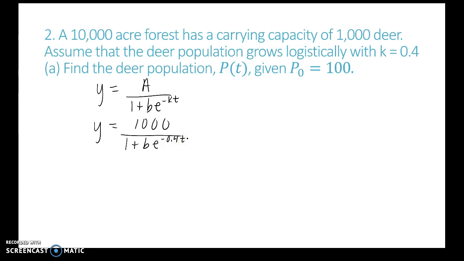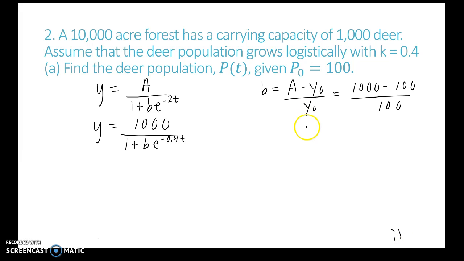Tomorrow in class, we'll do examples where you have to determine the value of K. Now, on the first slide, when I gave you the solution, another way to solve for B: carrying capacity minus initial condition, divided by initial condition. So it's really six of one, half a dozen of another. 900 divided by 100 gives me B equal to 9.